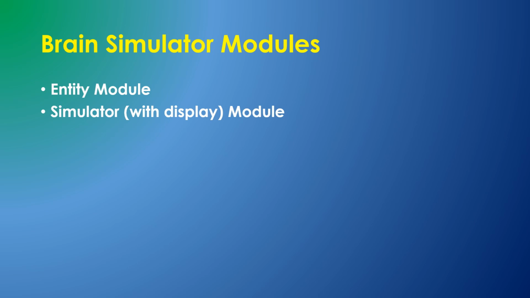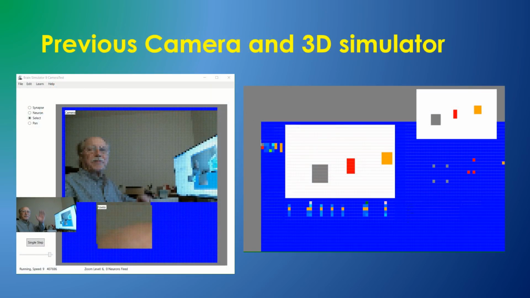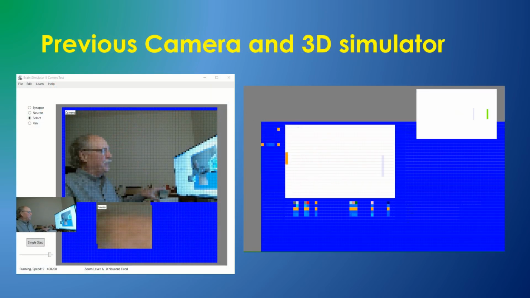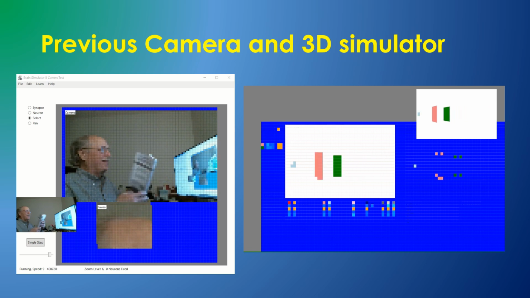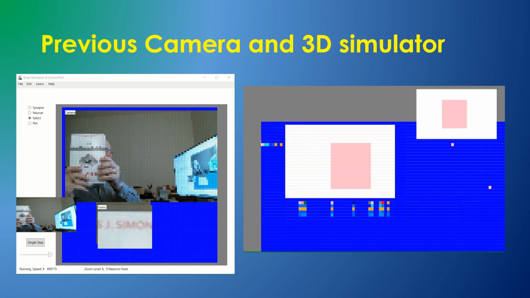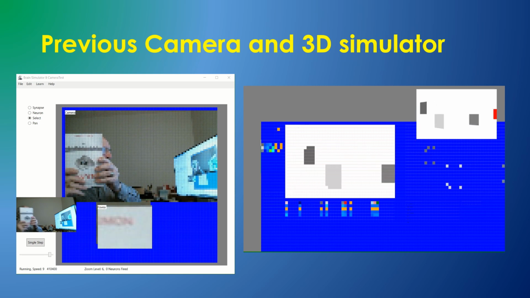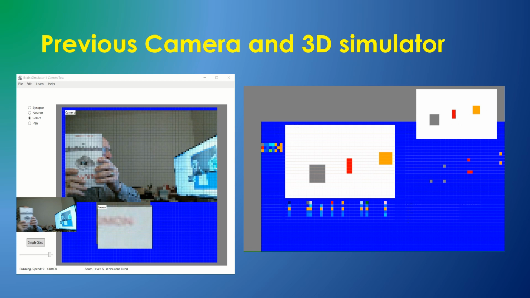Previously, I created brain simulator modules for a video camera and for simulating a three-dimensional environment. But for the XEntity, I have reduced the simulator to 2 dimensions for ease of experimentation, with the intention of going back to 3 dimensions once the entity has more complex behaviors. Whether any intelligence whatsoever can be demonstrated in only 2 dimensions remains to be seen.